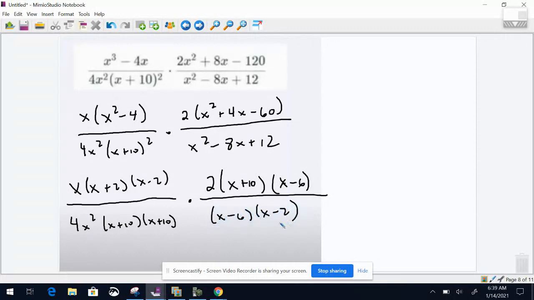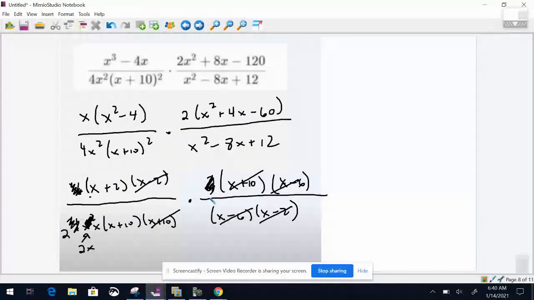So now I look to see what I can cancel. This x right here cancels with this x squared, and I'm left with just an x. This x plus 2 does not cancel. This x minus 2 is gone. This 2 cancels with this 4, and the 4 becomes a 2. So I'm left with a 2x down here on the bottom. X plus 10 cancels. X minus 6 cancels.